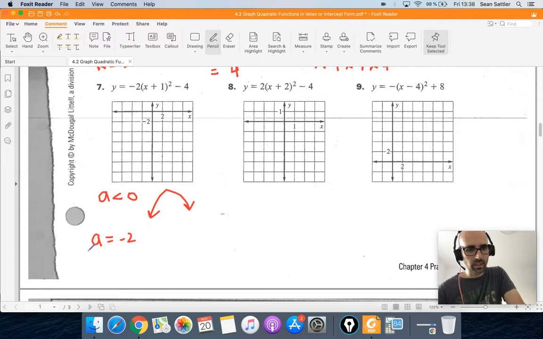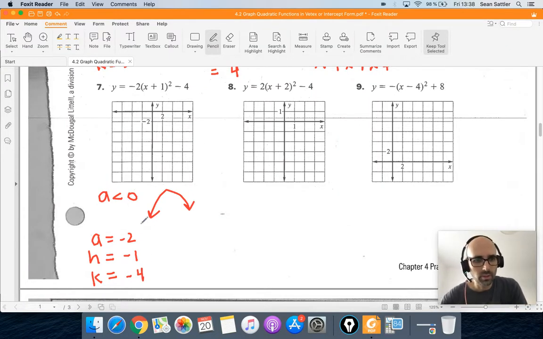Then our vertex again is going to be -1 because the x-coordinate is -1, because this is always going to be the opposite sign of this number. And then the y-coordinate is whatever this number is out here, so -4. So to graph this, I know my vertex is at -1 and then down 4, and this is by 2's. So -1 is actually right here, and then down 4 is here.